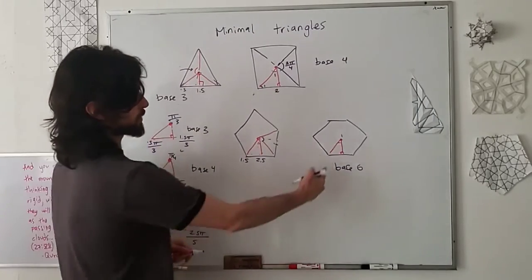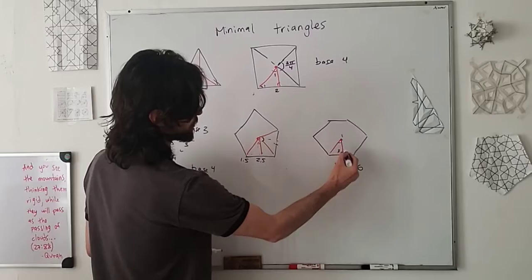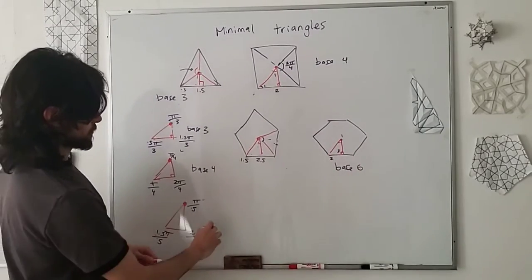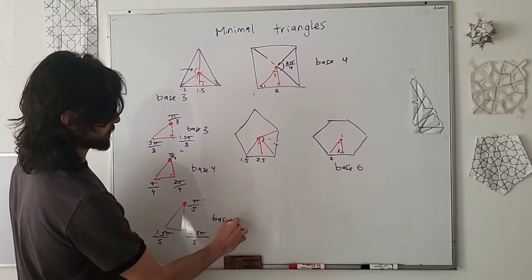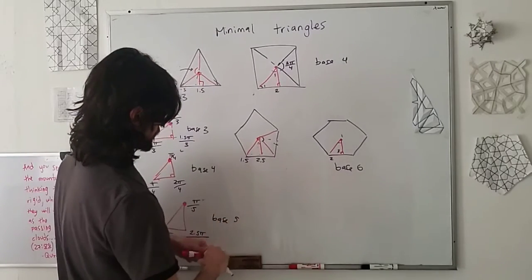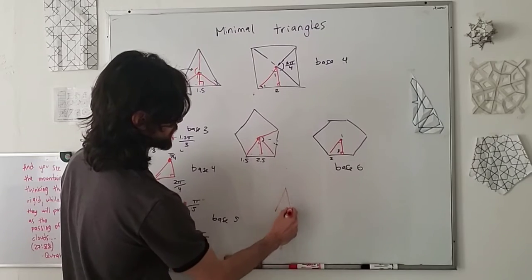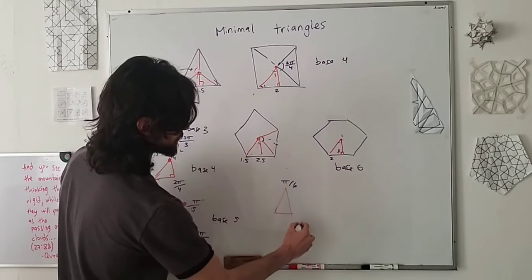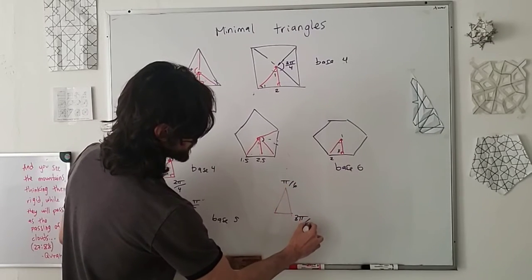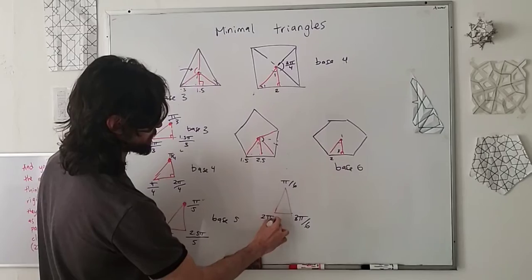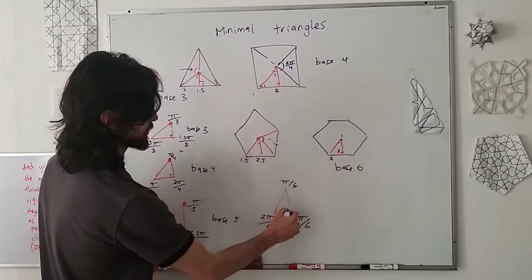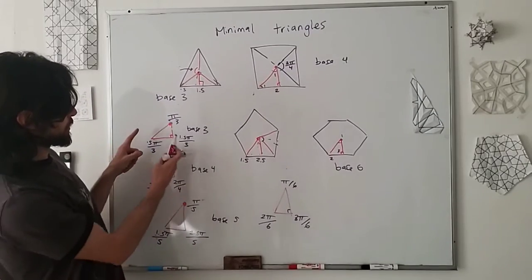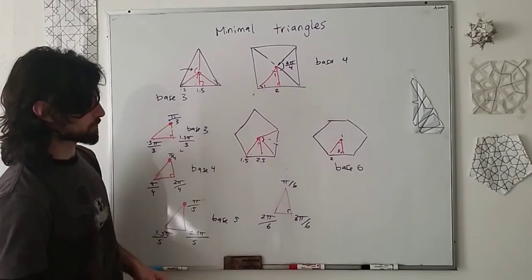And then base 6, we get to have 1, we actually get to put in here 3, and there we actually get to put in 2. So base 6. And then we have here this pi over 6, 3 pi over 6, and 2 pi over 6. Yeah, that's pretty much it. And so these are the triangles. And what's interesting is how this one and this one are the same.